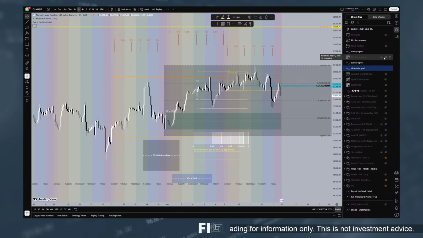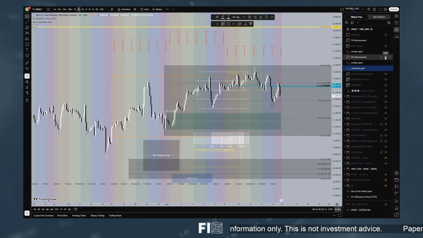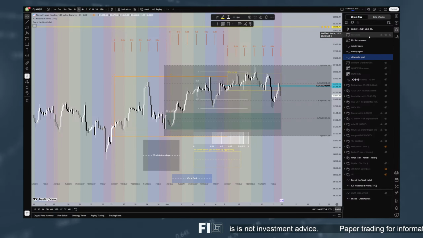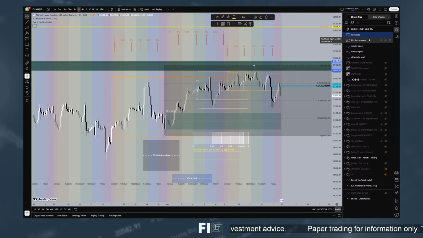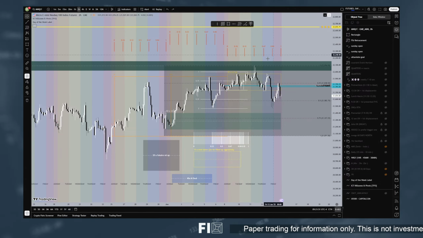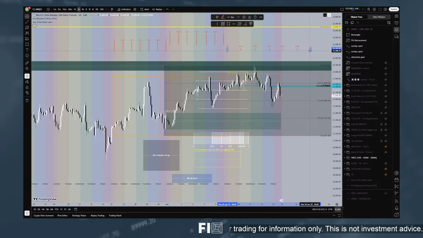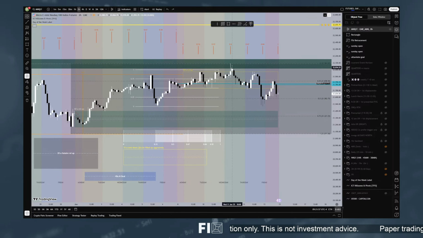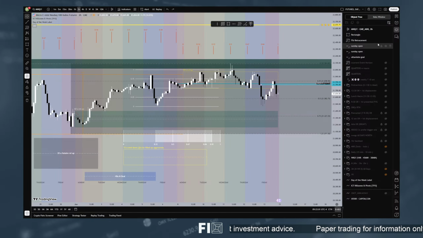Sunday open. Don't know what this is. Let me delete that. That's the SIBI that I pointed out in the higher time frame. So you see we touched the consequent encroachment, repriced lower because we wicked in there. So yeah.